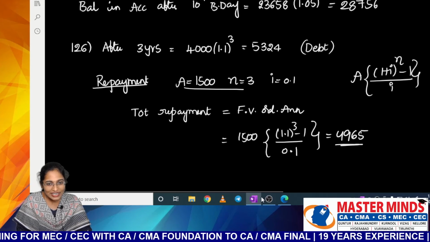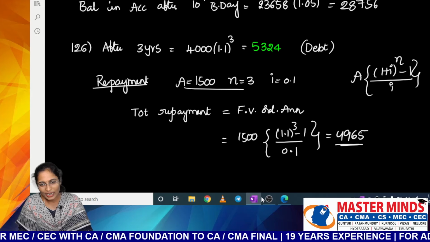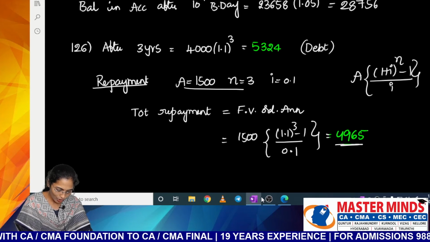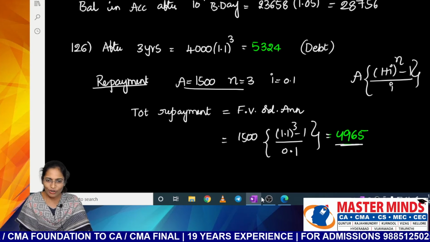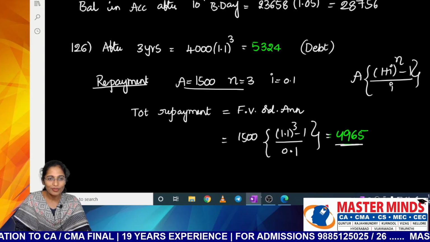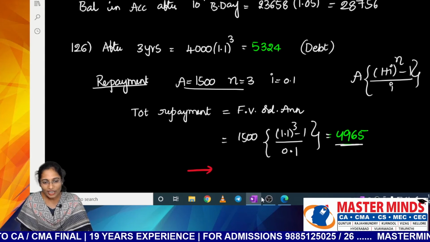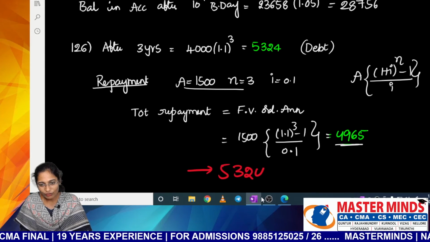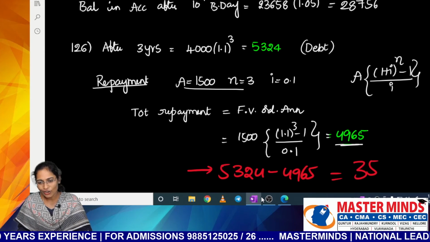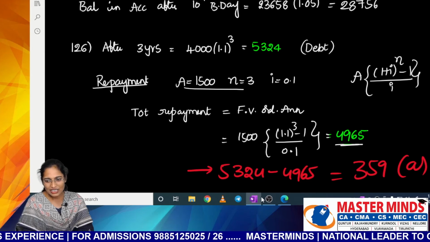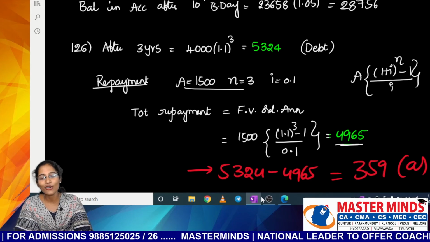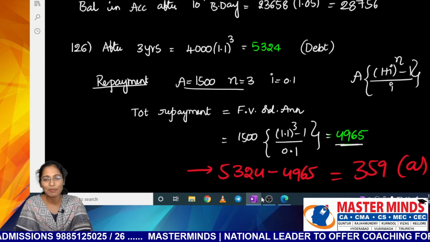What is your debt, guys? 5,324 is my debt. I already paid how much? 4,965. So how much do I still owe to the bank? So go for subtraction. Yes, very good. 5,324 minus 4,965. How much is this? 359. Got the same answer or different answer, guys? Same answer. Right? If you know the concept, you can simply go ahead with regular simple calculations.